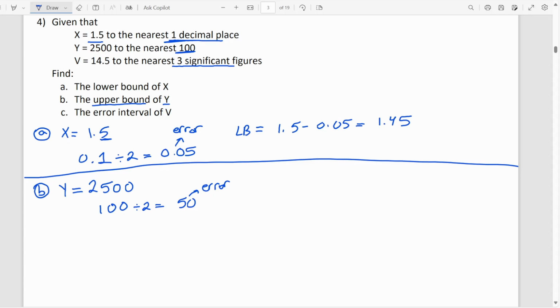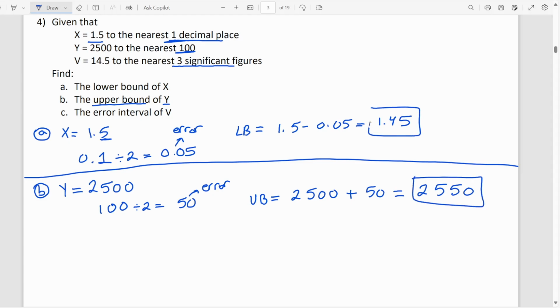All right. So in order to find the upper bound, it's basically going to be 2,500 plus 50. And it gives us 2,550. Okay. That's it. This is the answer. And I forgot to box this answer as well. Okay, finally, C.